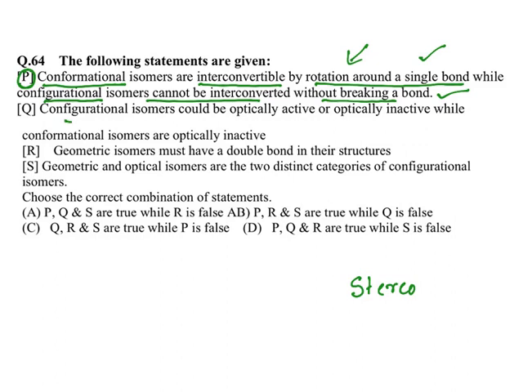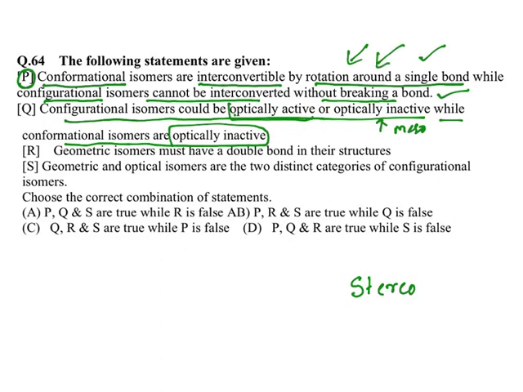Now next one, configurational isomers could be optically active or optically inactive. This is true. Configurational could be optically active. If there is a meso compound, it is optically inactive. Both are possibilities. While conformational isomers are always optically inactive because there is a rotation around the bond. So this is also absolutely true.